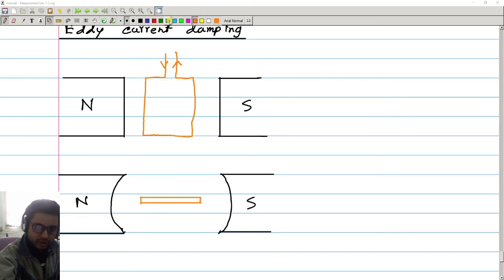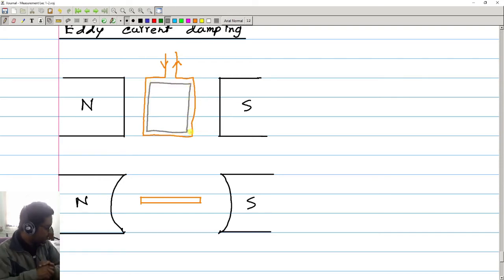So now we also had a frame on which this coil is wound. You recall that?